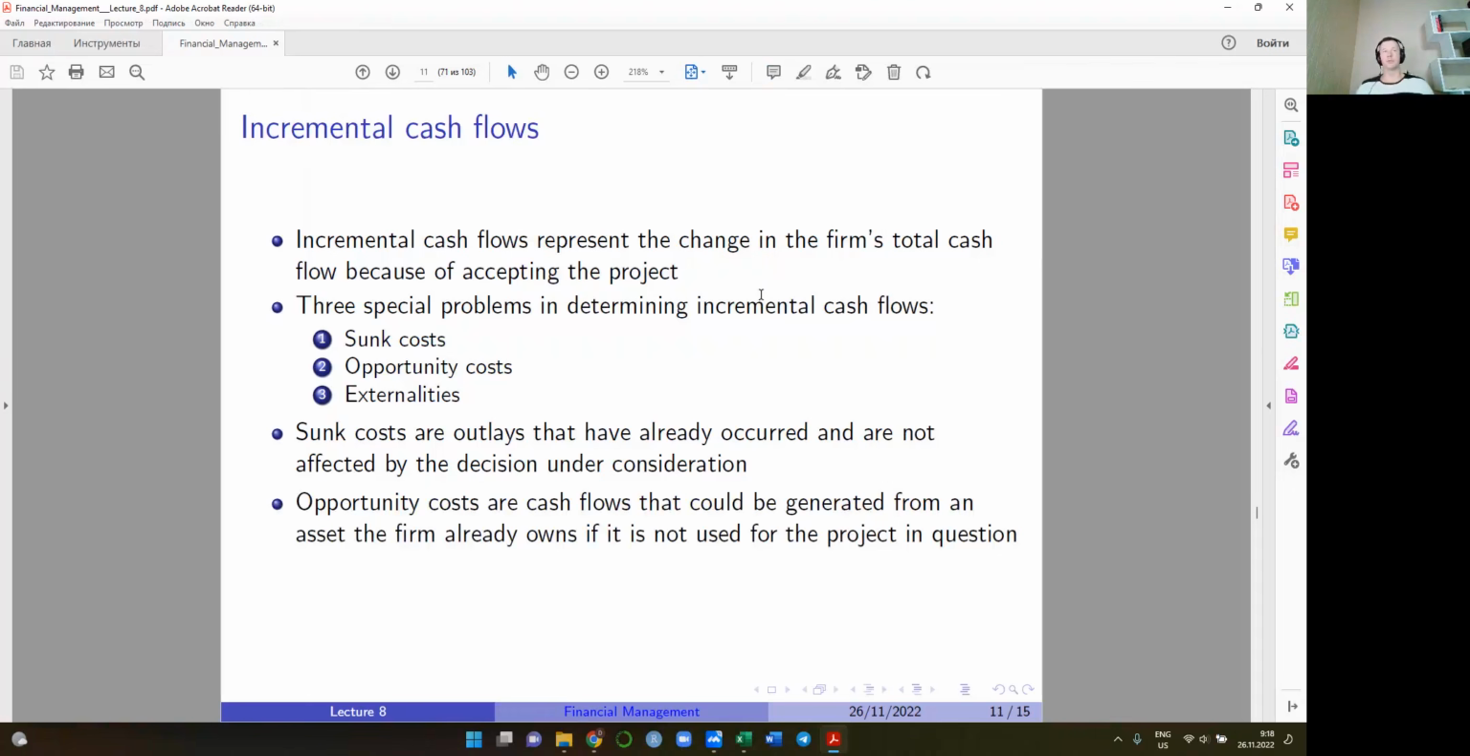Second, opportunity costs. What's that? Suppose you are not purchasing an equipment. Suppose you already have this equipment. You have a building, you have equipment, you have some technology, you already have it. Does this mean that your initial cash outlay is going to be small? No.